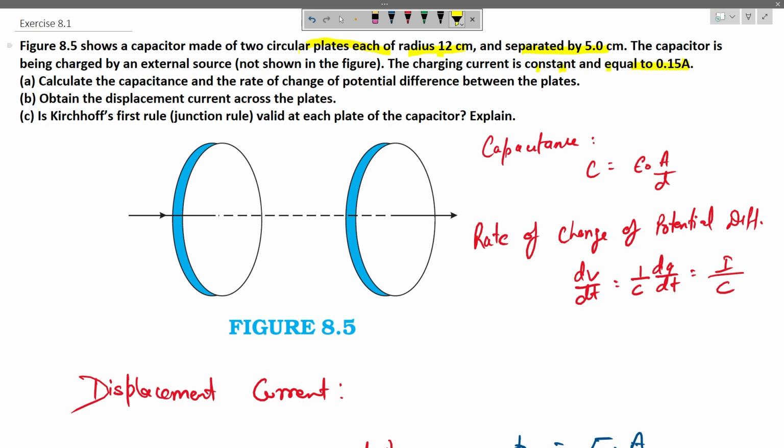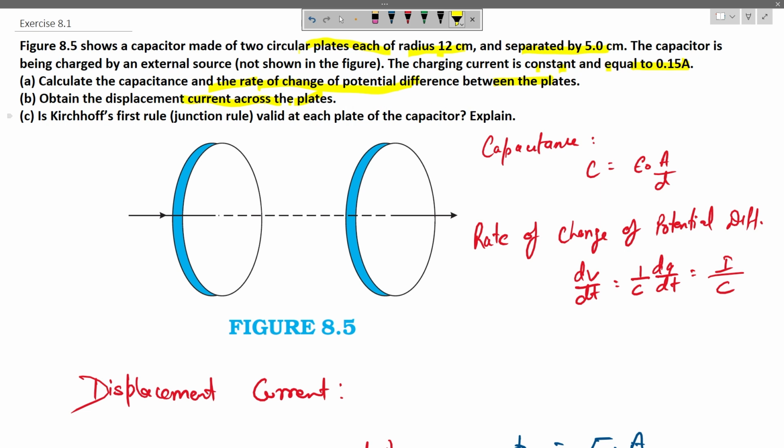Now we have to calculate the capacitance and the rate of change of potential difference between the plates, and we also need to obtain the displacement current across the plates. And third, we have to tell whether Kirchhoff's first rule, or the junction rule, is valid at each plate of the capacitor.